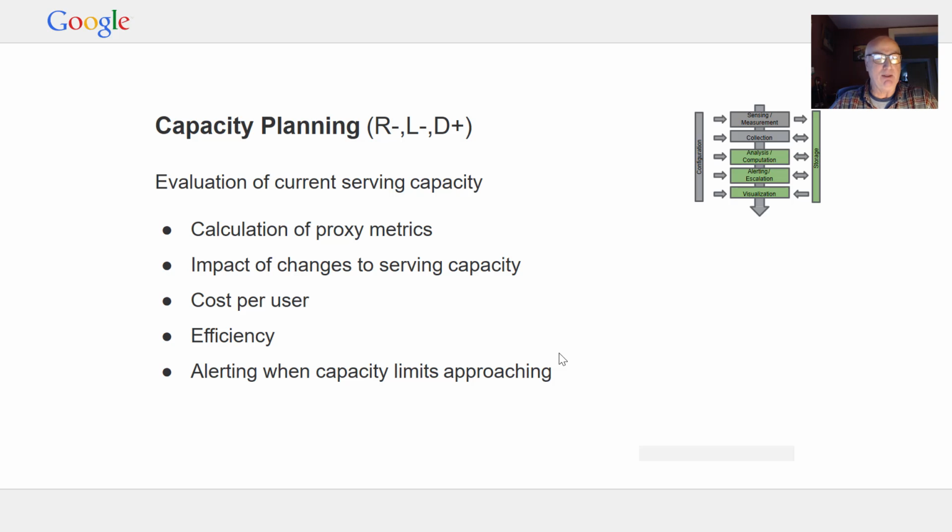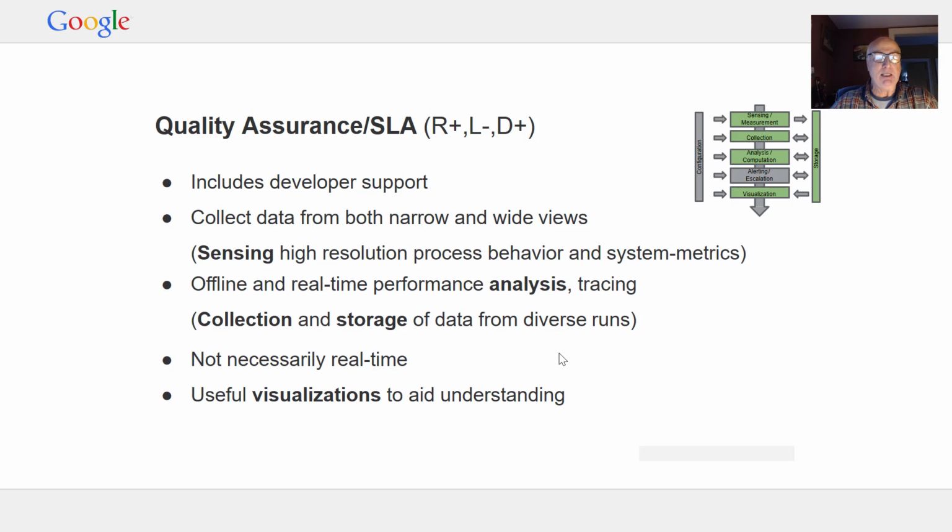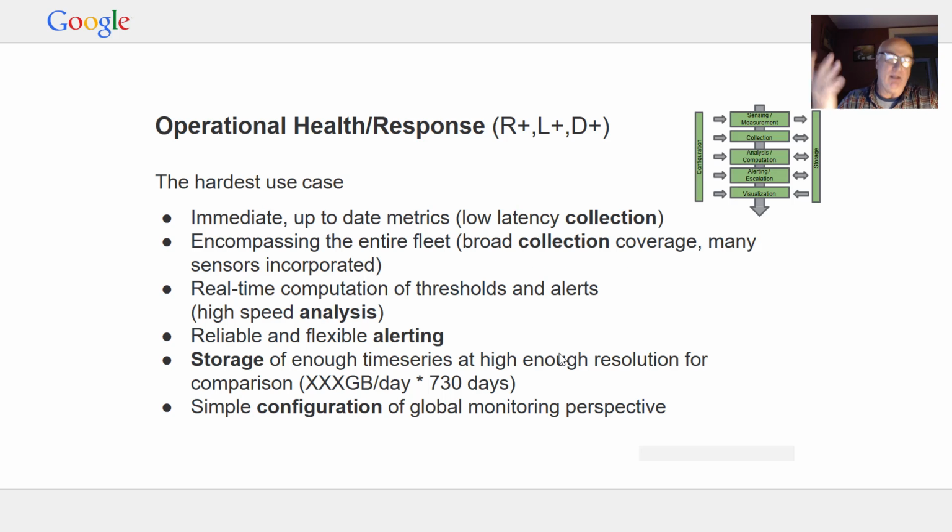Capacity planning, we looked at some of these things. These are some of the metrics that they're interested in: cost per user, efficiency, calculation of proxy metrics, quality assurance, developer support, collect data from both narrow and wide views. They have a very different set of needs than we do.